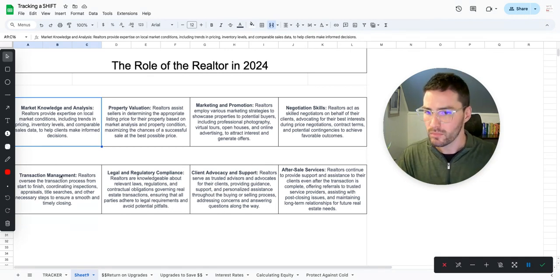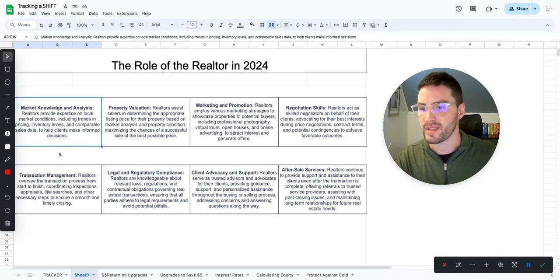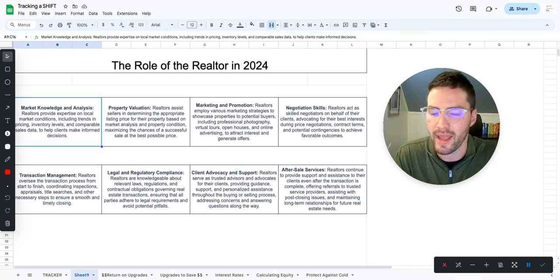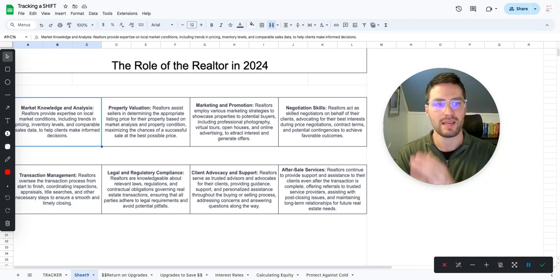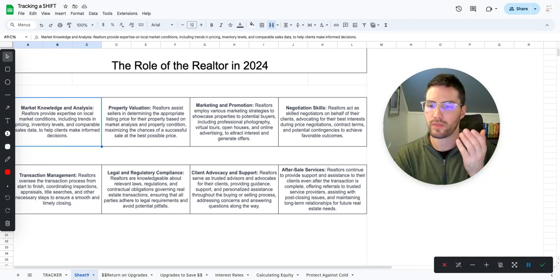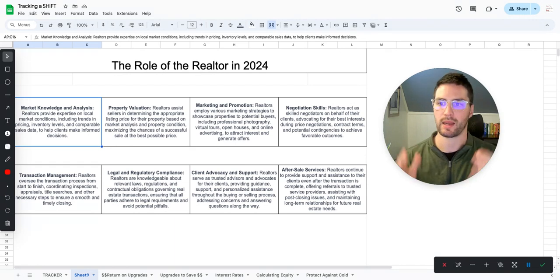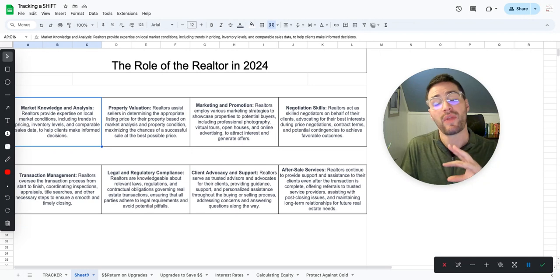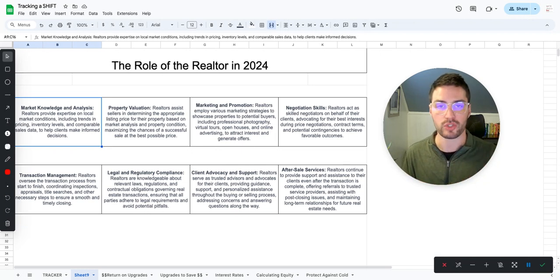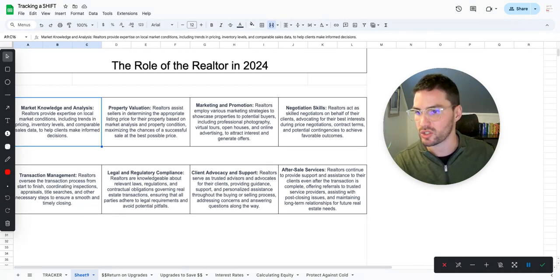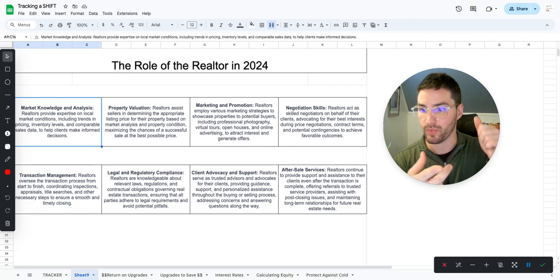Number five, transaction management. Transaction management is one of those things that I actually really enjoy because it's very systematic. That's what I love about a real estate transaction, that there are just checkpoints that we hit every single transaction. They may show up differently, they may have different things going into them, but by and large, there are some milestone decisions that we have to hit. Being able to oversee the transaction start to finish, coordinating inspections, appraisals, title searches, and other necessary steps.